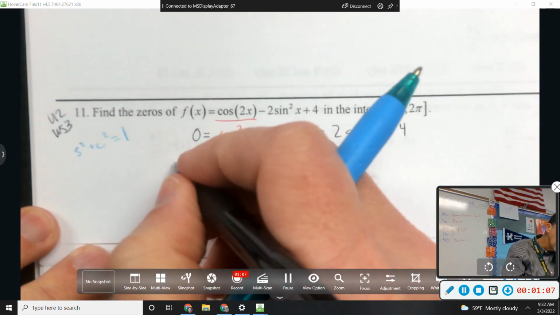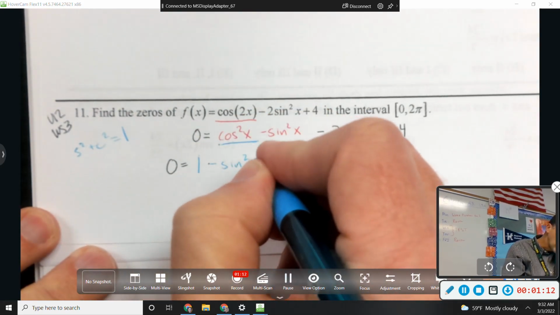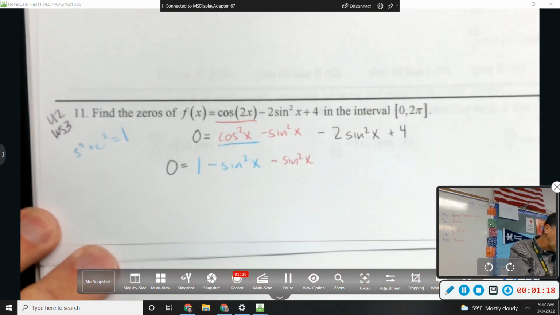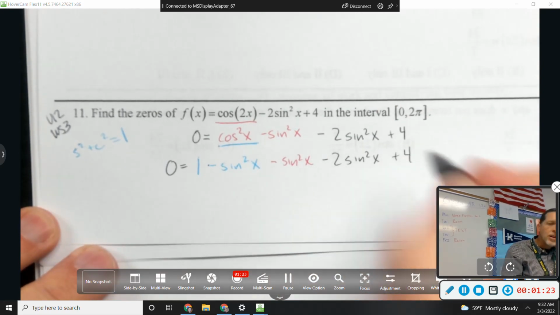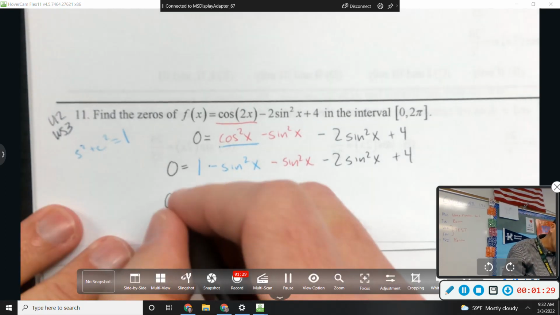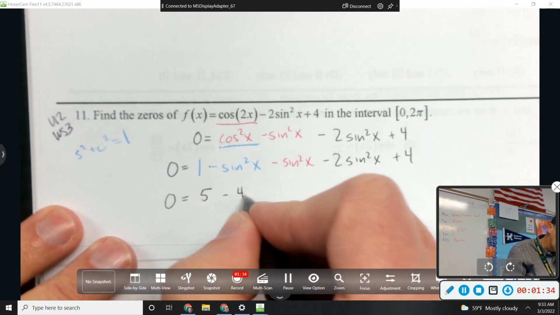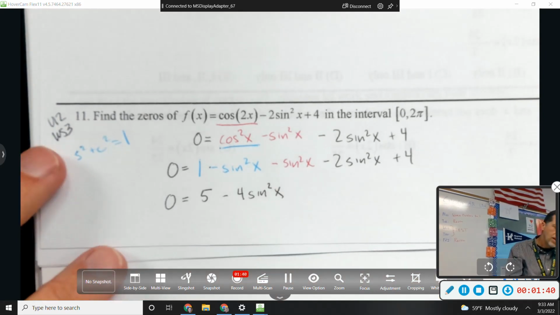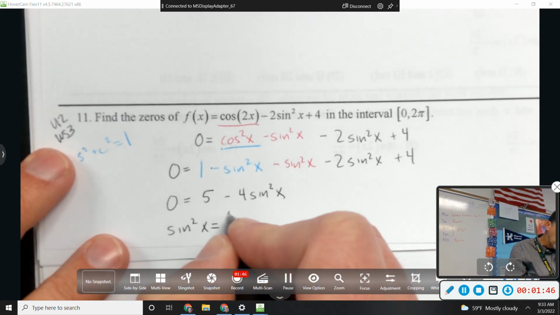So in place of cosine squared, I can do 1 minus sine squared x minus sine squared x minus 2 sine squared x plus 4. So collecting like terms, 1 plus 4 is 5. That's where the key made a mistake. Minus 4 sine squared x. So if we move things around, sine squared x equals 5/4.